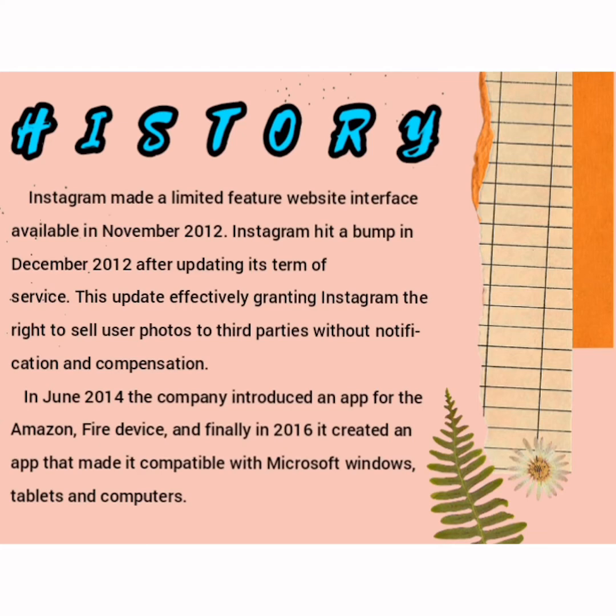Instagram made a limited feature website interface available in November 2012. Instagram hit a bump in December 2012 after updating its terms of service. This update effectively granted Instagram the right to sell user photos to third parties without notification or compensation.